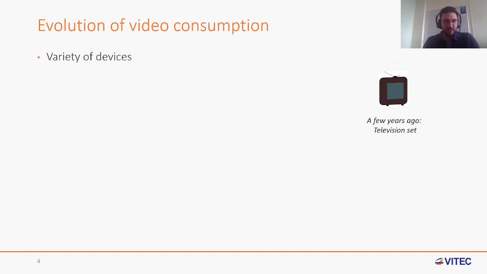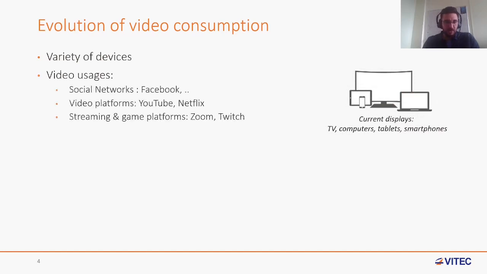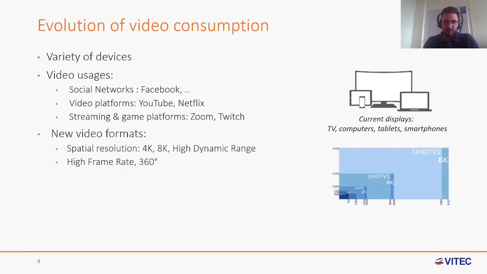So in fact, over time, video consumption has increased significantly. For video display, we went from a simple television set to a variety of displays: TVs, computers, tablets, and smartphones. Also, video usage has increased, including social networks like Facebook, specific video platforms like YouTube and Netflix, and streaming and gaming platforms like Zoom and Twitch. In addition, new video formats are emerging. For spatial resolution, we have 4K, 8K, high dynamic range videos, and also high frame rate and 360-degree videos are emerging.